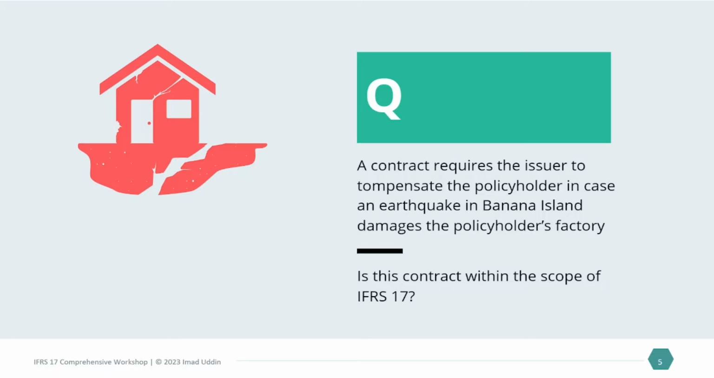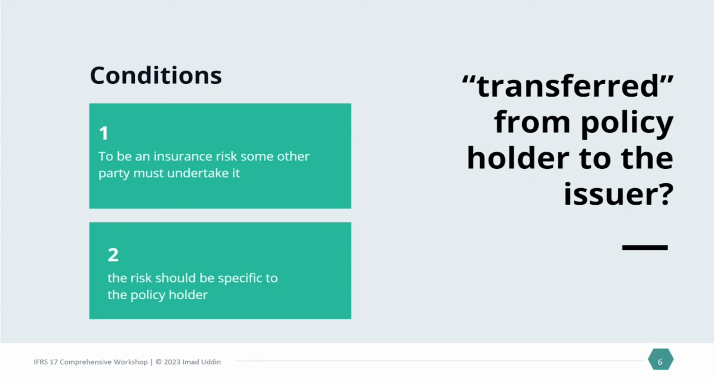Let's change the situation a little bit to better understand what we're trying to say here. There's another contract, and this contract requires the issuer to compensate the policyholder in case an earthquake in Banana Island damages the policyholder's factory. Right now, we're not talking about just a random earthquake at a random island. We are talking about the damage to the policyholder's factory due to that earthquake. Is this contract within the scope of IFRS 17? Well, at least it meets the definition of an insurance contract.